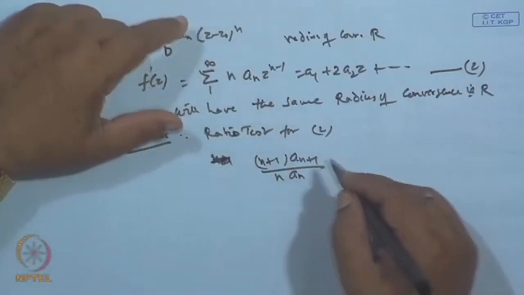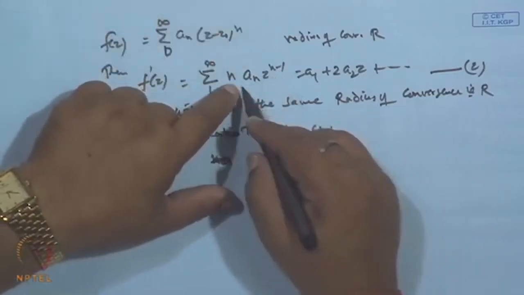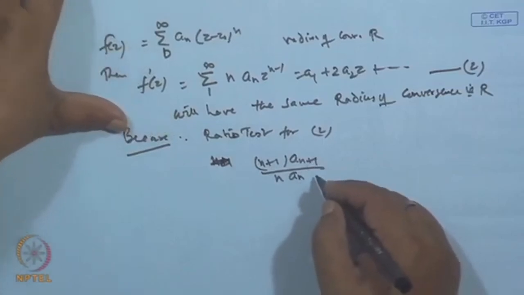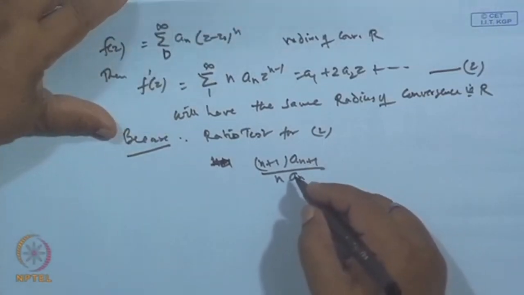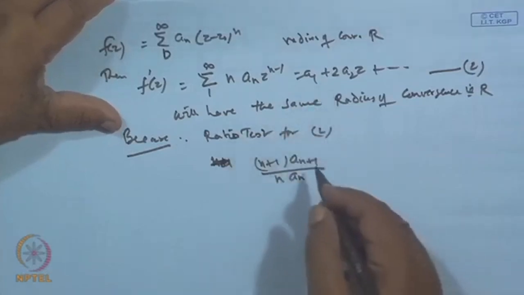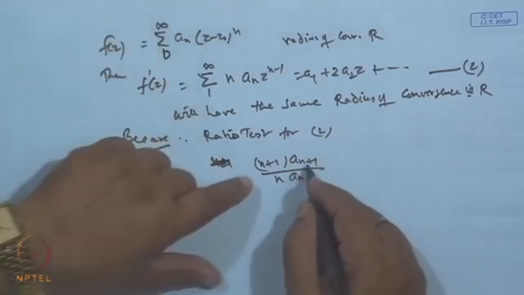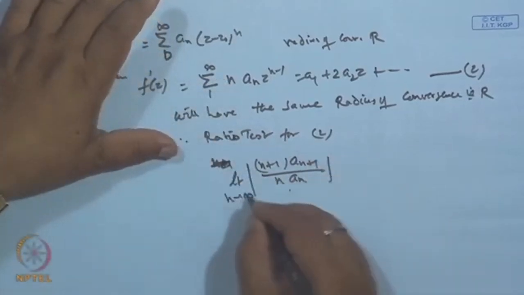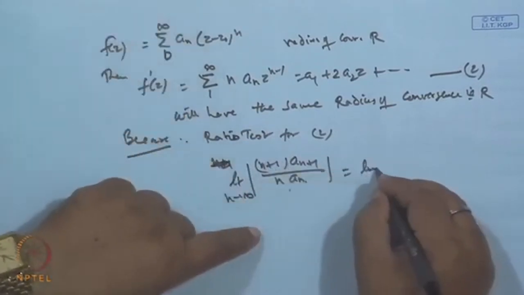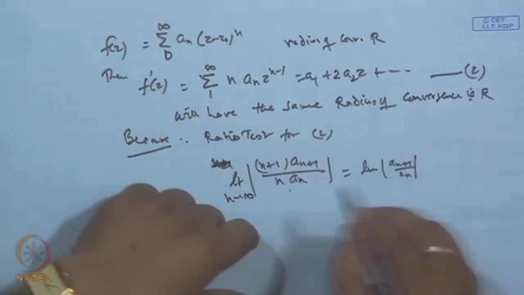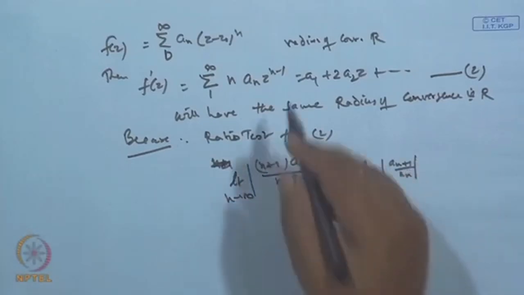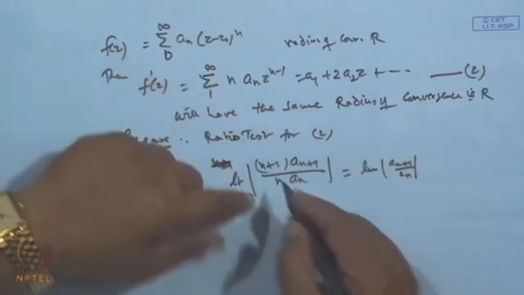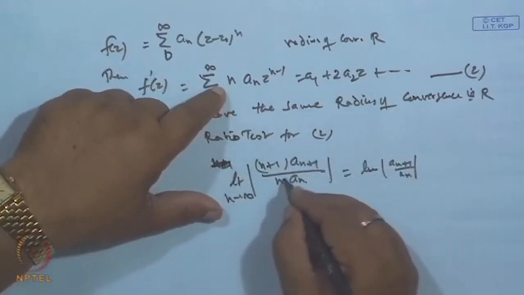Now the nth term will be equal to (n plus 1) a(n plus 1), and this is the (n minus 1)th term. So we can say this is equal to a n, a reverse way, is it not? So we can get the derived series. Taking the limit as n tends to infinity of the mod of (n plus 1) a(n plus 1) over n a n, the limit of this factor is 1.